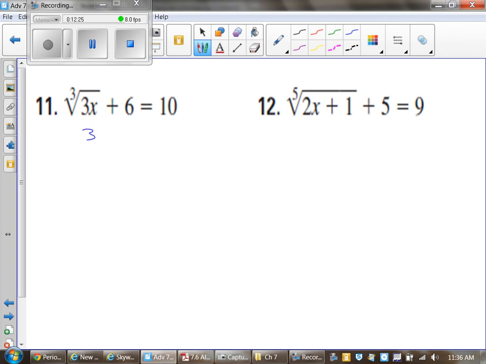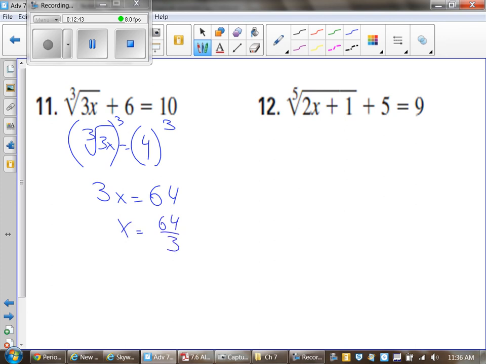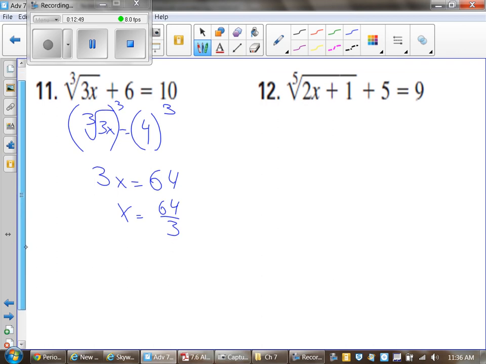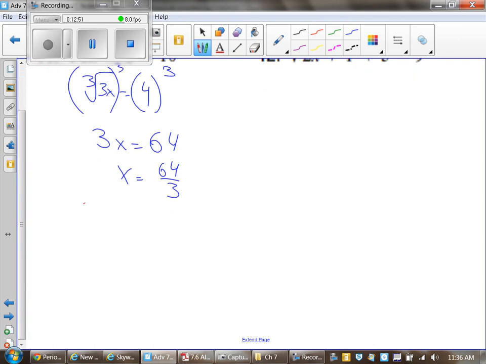Subtract the 6, so you get the cube root of 3x is 4. Cube it. Okay, so you got a weird looking answer. Check it. When you check it, you've got the cube root, plus 6. Does that equal 10?